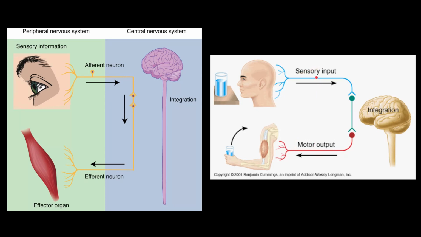So a sensory neuron is bringing information into your brain. When the brain tells the body to do something, it sends that information out to that part of the body through a motor neuron. So sensory neurons are bringing information into the brain. Information being sent out from the brain is carried by a motor neuron.